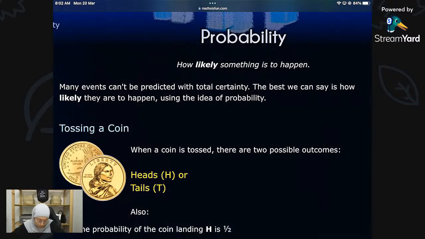Maksudnya, it is not about getting the right answer, no, because we don't even know the right answer. You look at this sentence: many events cannot be predicted with total certainty.